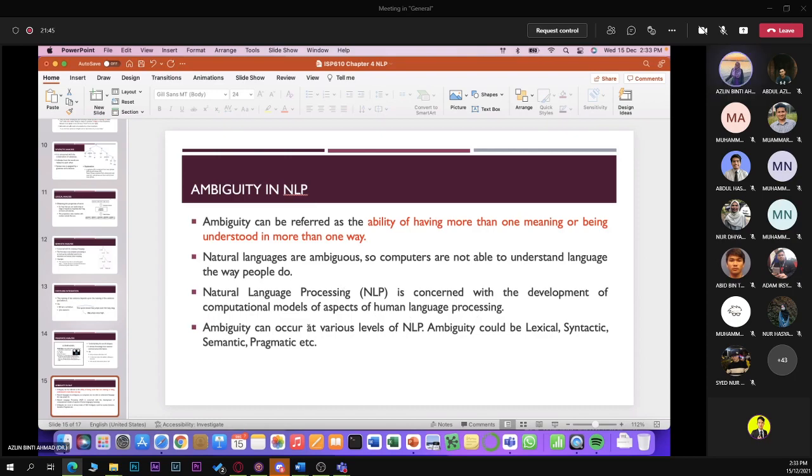Okay, and then, dia kata ambiguity can occur at various levels of NLP. Yeah, and that it could be lexical, it could be syntactic, semantic, pragmatic. Sepanjang-panjang lah daripada awal sampai habis. Okay.